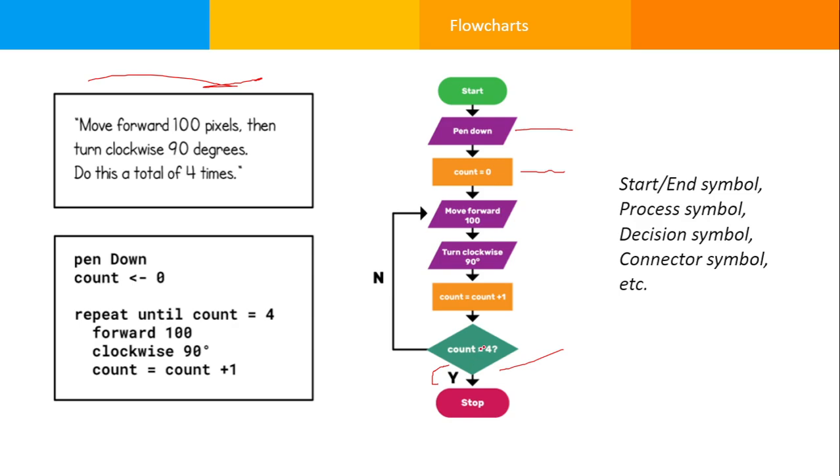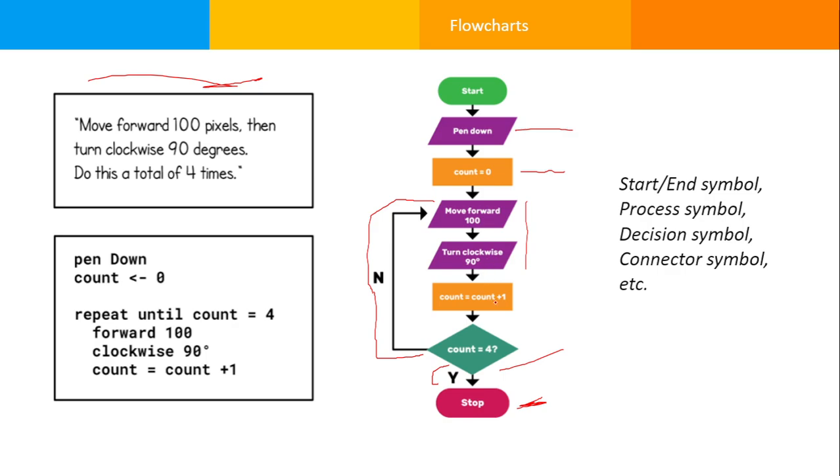Yes. If the decision is made and it's true, it's yes, which means you come here and then stop the program, because according to the pseudocode we have here, you have to do it 4 times. But if you count and it's not up to 4, then you reverse. That is, no. You reverse and then do these 2 steps again: you move forward 100 and then you turn clockwise 90 degrees.